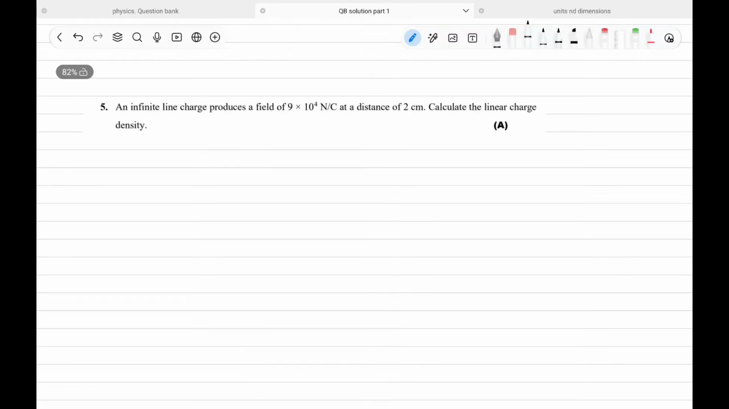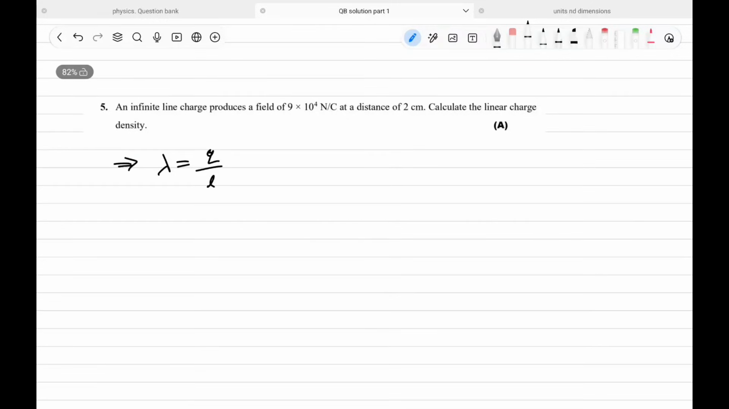Hello, dear students. In this question, it is asked: an infinite line charge produces a field of 9 into 10 to the power 4 Newton per coulomb, the electric field value, at a distance of 2 centimeter. Calculate the linear charge density. What is the linear charge density? Charge per unit length, expressed by lambda. Lambda is equal to Q divided by L.